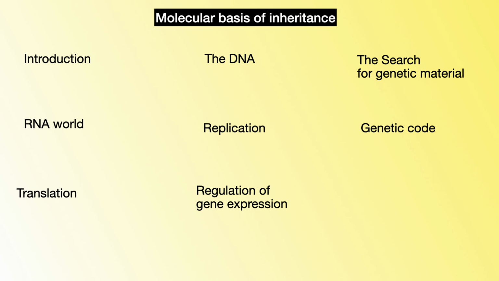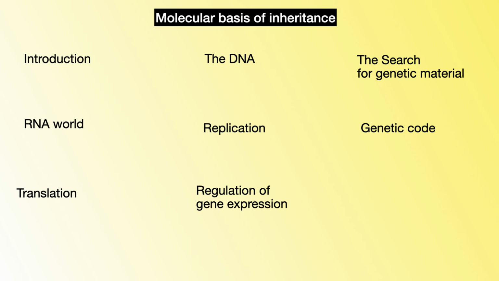Now let us discuss regulation of gene expression. Gene expression is essentially the process by which a cell decides which proteins to make and when. Think of it like a factory. Just because the factory can make 100 different products, it doesn't mean it should make them all at once. It only produces what is needed based on current demand.